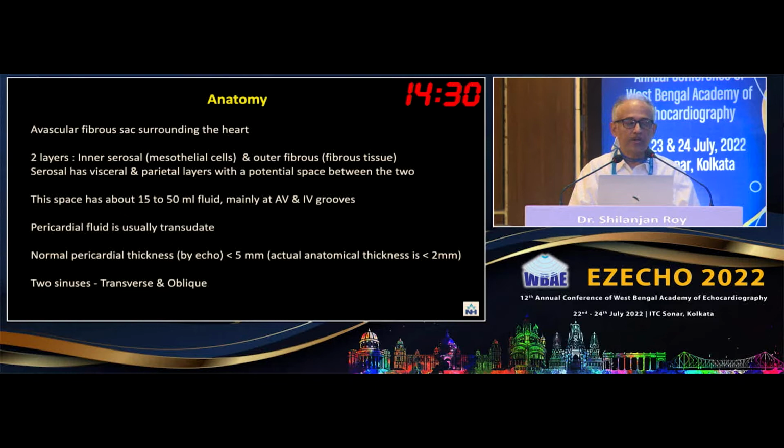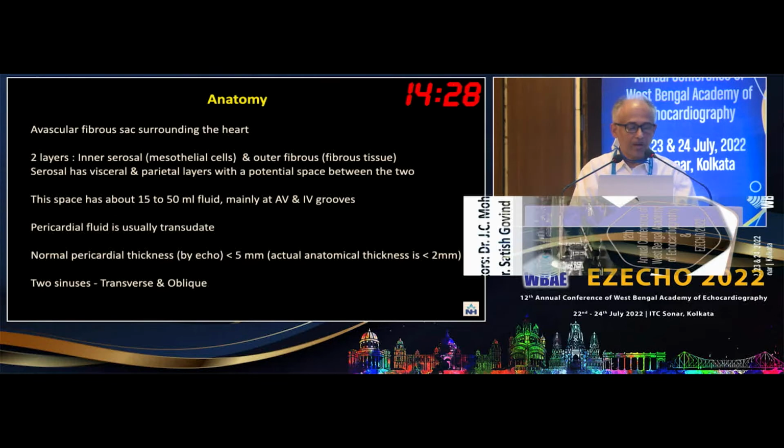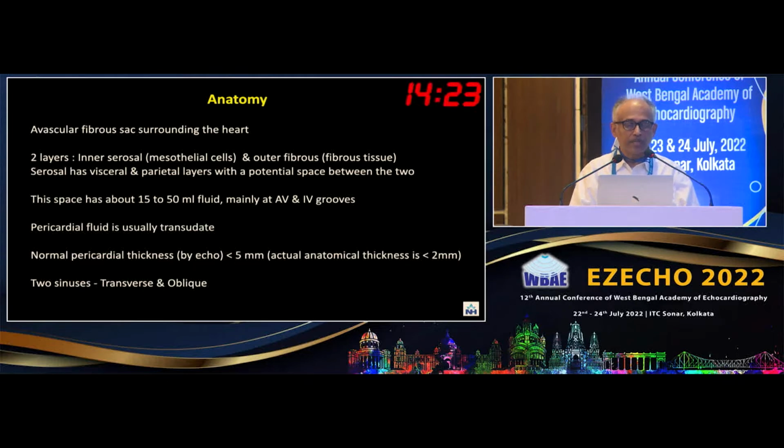It's an avascular structure. It's a fibrous sac surrounding the heart. It's got two layers. The inner serosal, which is lined by the mesothelial cells, and then you have the outer fibrous layer, the fibrous tissue is there. Now the serosal layer itself has got two layers, the visceral and the parietal layers, and this has got a potential space between the two.